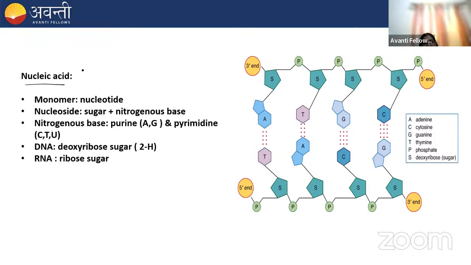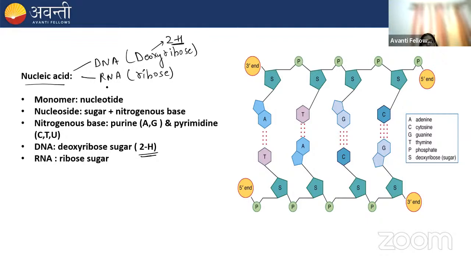Next one is nucleic acid. Nucleic acids are of two types, DNA and RNA. DNA has a deoxyribose sugar, and RNA has ribose sugar. In deoxy, at the second position, hydrogen is present instead of a hydroxyl group.